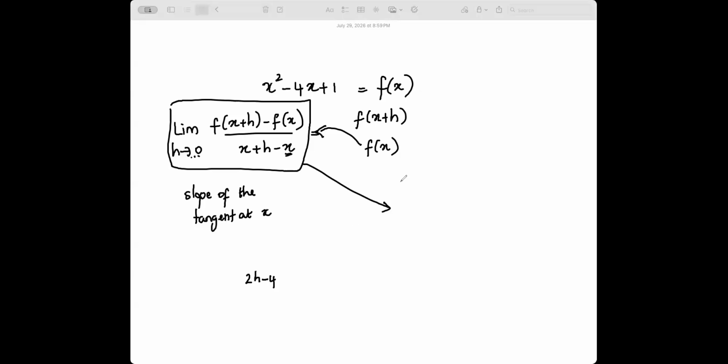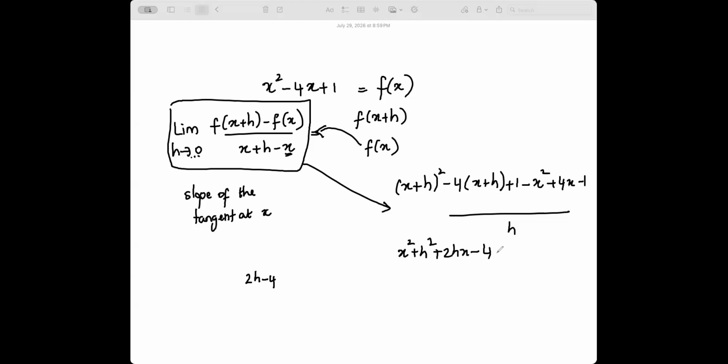Okay, so what did you do? You substituted x plus h the whole square, minus 4 times x plus h, plus 1, minus x square plus 4x minus 1, divided by h. Correct? Then x square plus h square plus 2hx minus 4x minus 4h plus 1, minus 1 will get cancelled, minus x square plus 4x, correct? Divide by h, right? So now h square plus 2hx minus 4h by h, right?